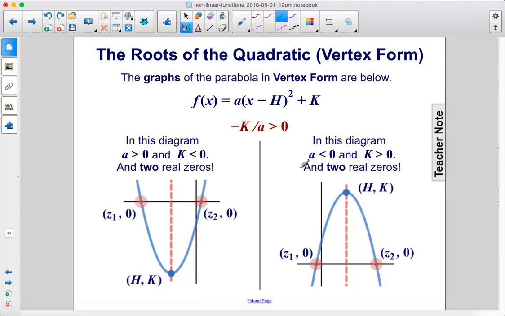Here are two examples where there are two real zeros, and that would be when negative k over a is greater than 0, so a positive number. So in this situation, a is positive, but k is negative, and that negative sign cancels out with this negative sign, creating two real zeros, and so we have one at z1 and z2, and we still have our vertex at (h, k). In this example, a is less than 0, so that's what cancels out that negative sign, and we have k is greater than 0. And so here's our vertex, a downward facing parabola with two zeros.